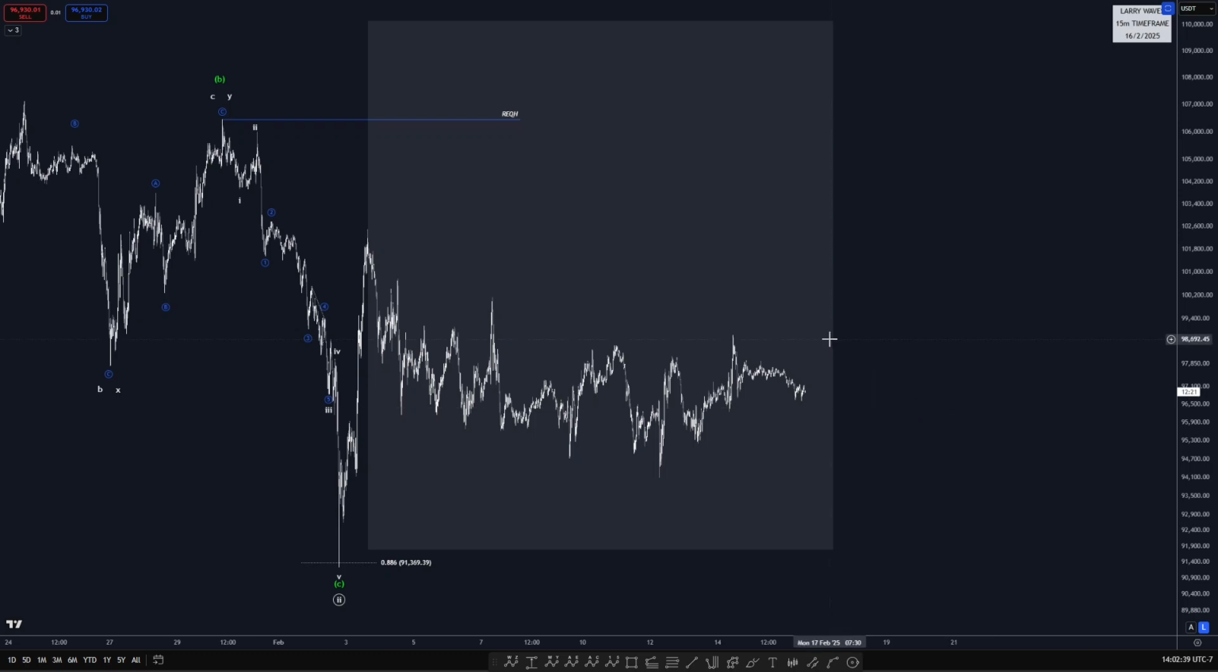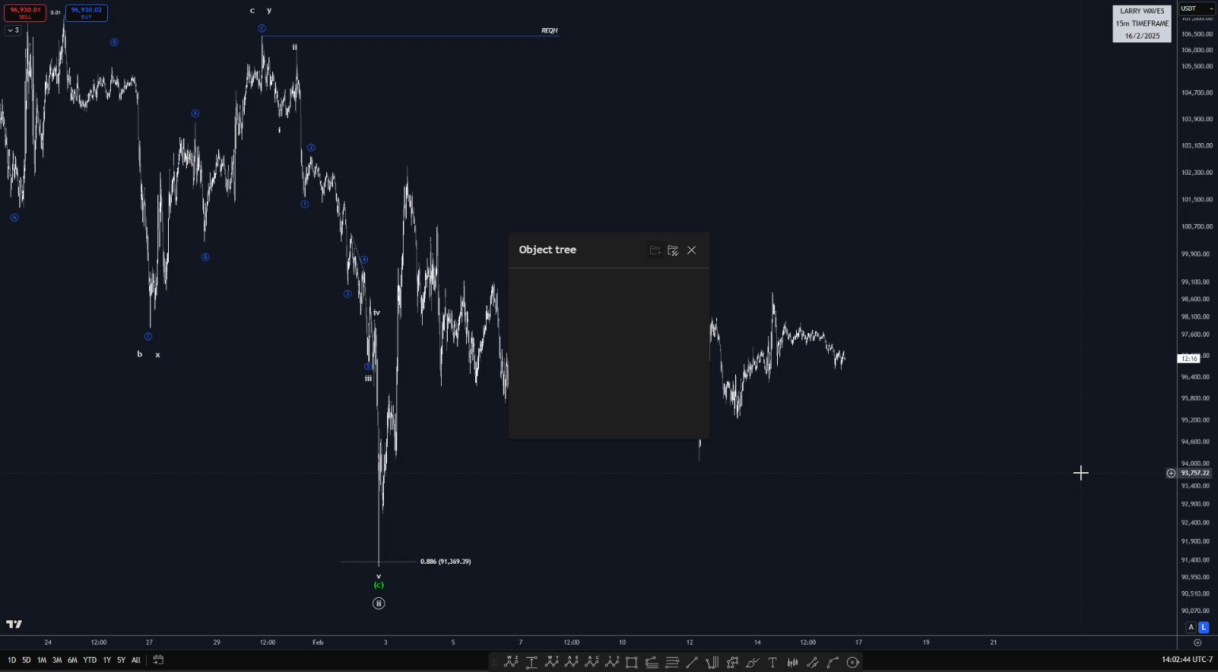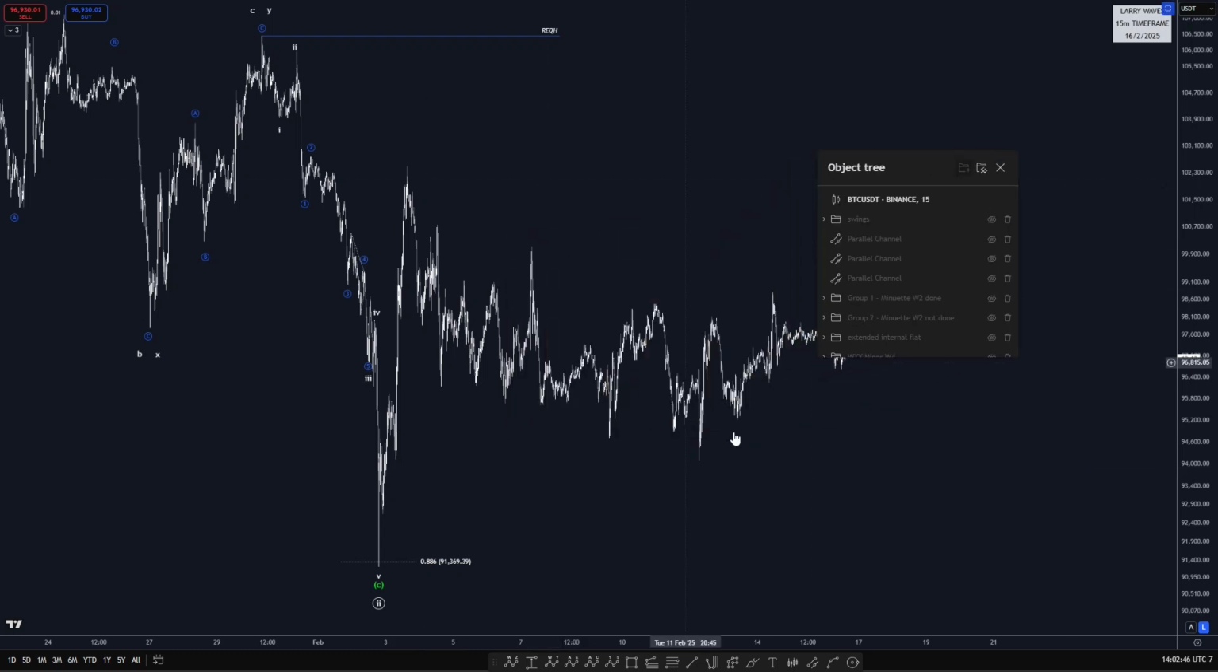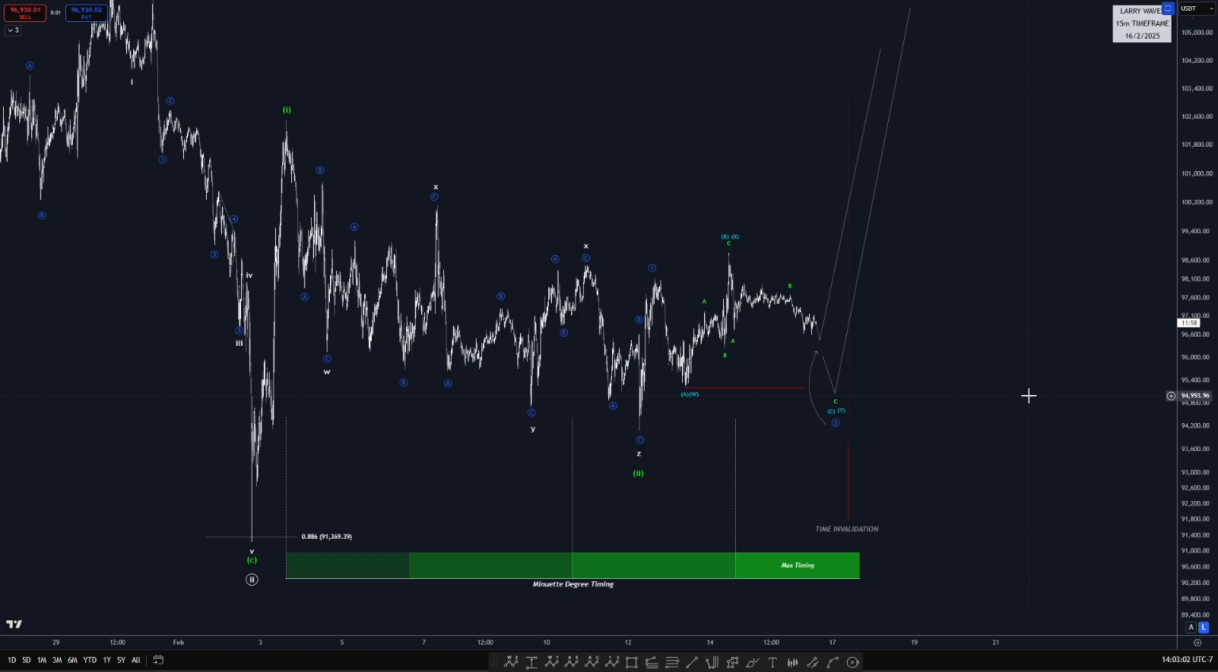So given that, and given the swing structure within here, we are either completed with our minuet wave 2, or we have just a little bit more steam to go. Looking at it from the perspective that we are completed, this is how I have it: as a W, X, Y, X, Z.